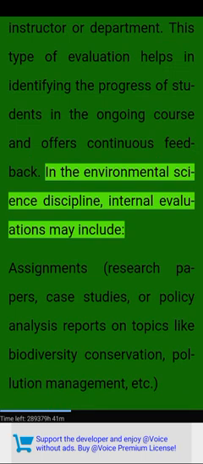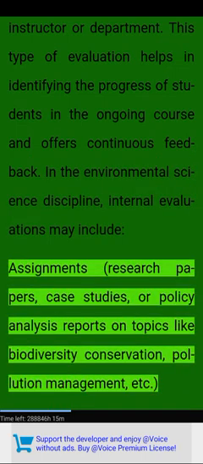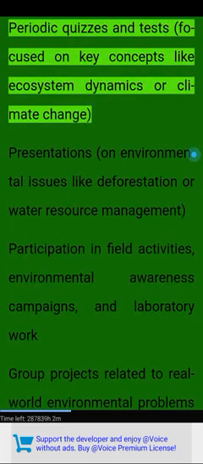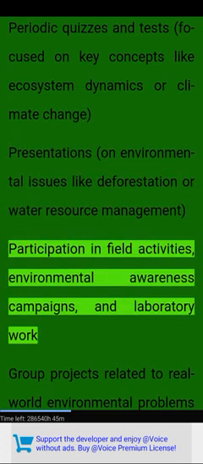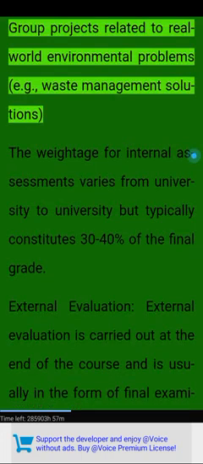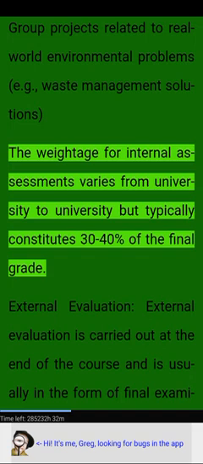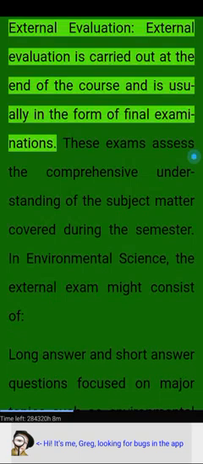In the environmental science discipline, internal evaluations may include assignments, research papers, case studies, or policy analysis reports on topics like biodiversity conservation, pollution management, etc. Periodic quizzes and tests focused on key concepts like ecosystem dynamics or climate change. Presentations on environmental issues like deforestation or water resource management. Participation in field activities, environmental awareness campaigns, and laboratory work. Group projects related to real-world environmental problems, e.g., waste management solutions. The weightage for internal assessments varies from university to university but typically constitutes 30–40% of the final grade.